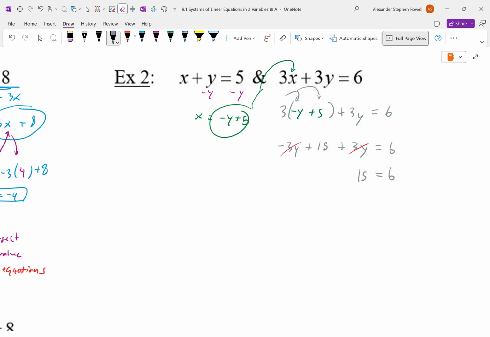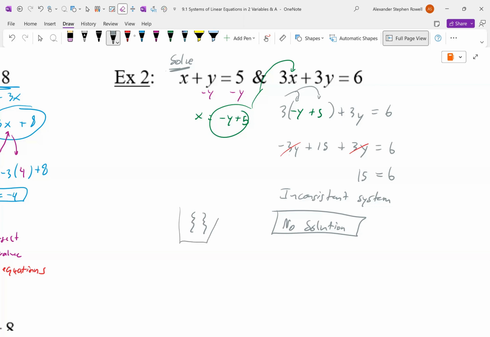What are your thoughts? Yeah, that's absurd. This will never be true. We say it's an inconsistent system, but more specifically, it says solve, which means find all solutions. So the more important answer is no solution. I think on your homework, it writes two curly braces with nothing inside, which means empty set. No solution. If you're really lazy, you can write this symbol, which also means empty set, no solution.